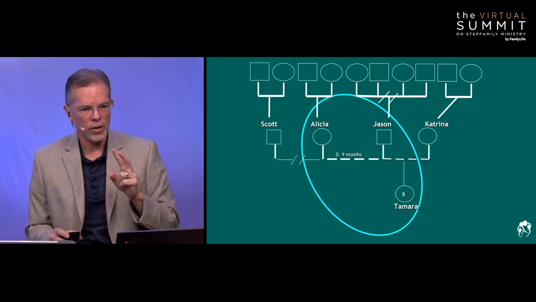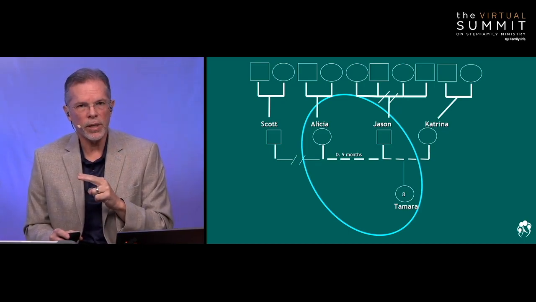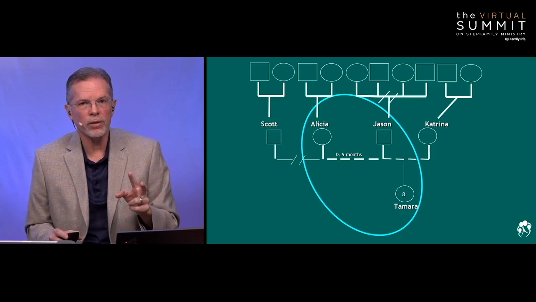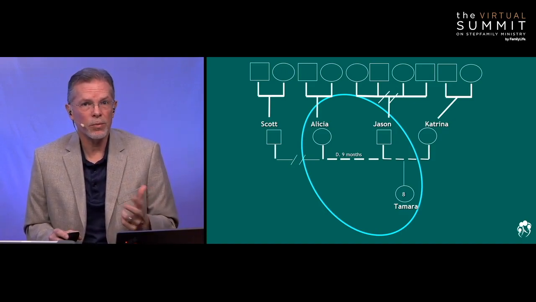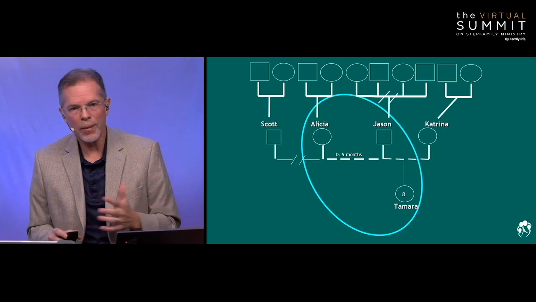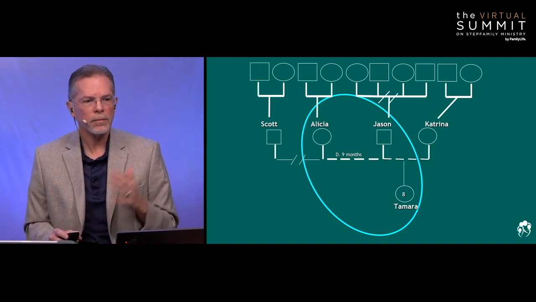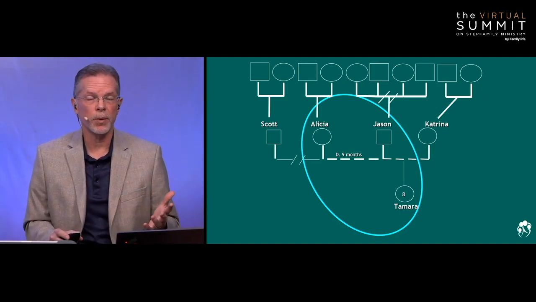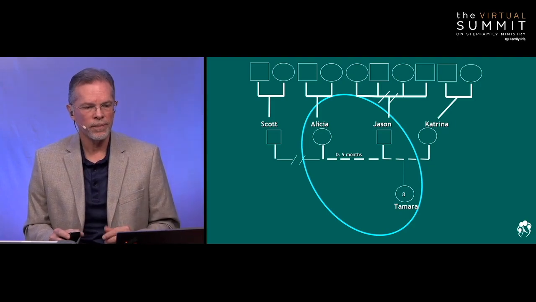We've got 2 households, Jason and Alicia's and Katrina's household. That's more complex, more adults, more parenting opinions. There's more to coordinate between households. Tamara has a life back and forth. And then there's new grandparents involved and step-grandparents involved. Wow. Okay, let me do another one.